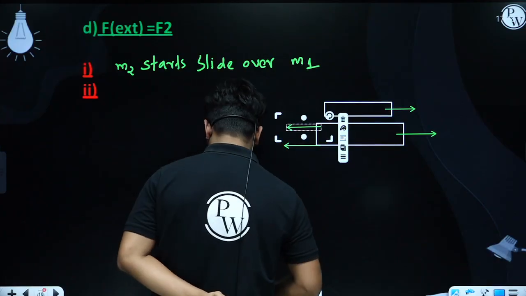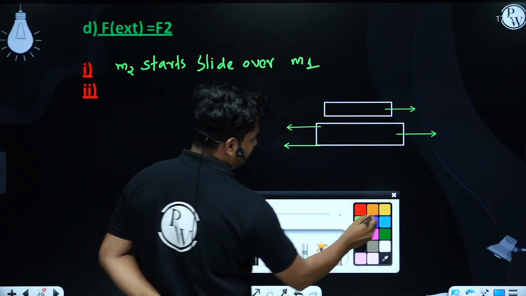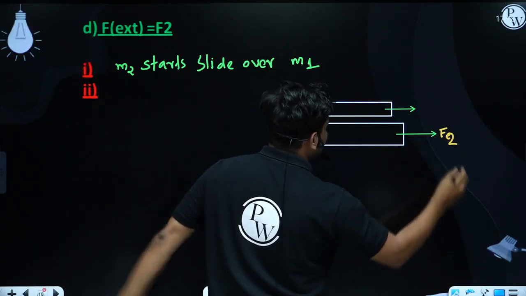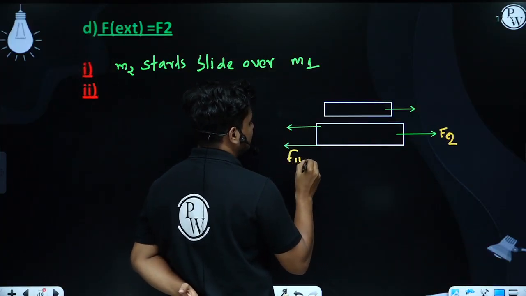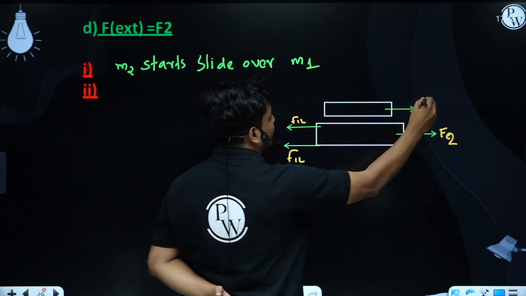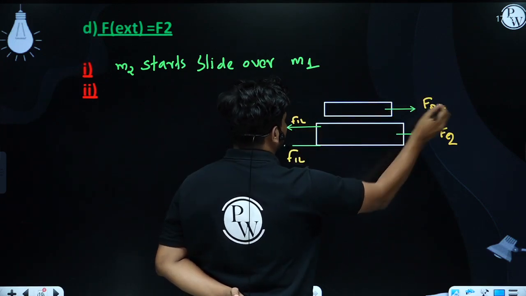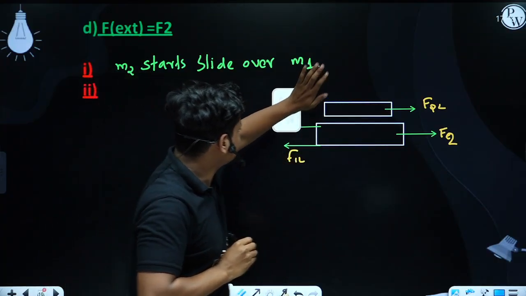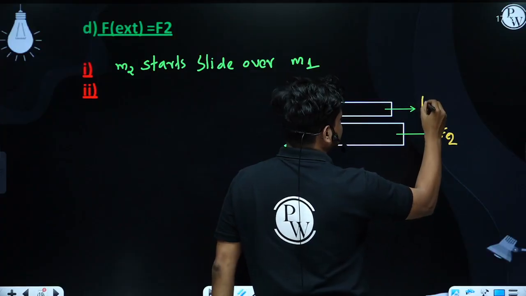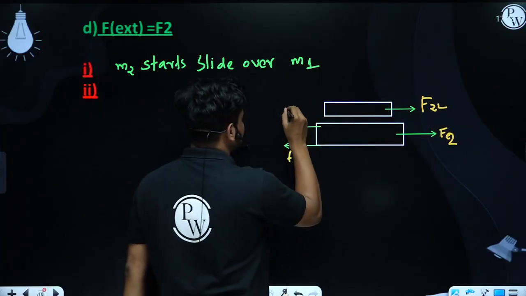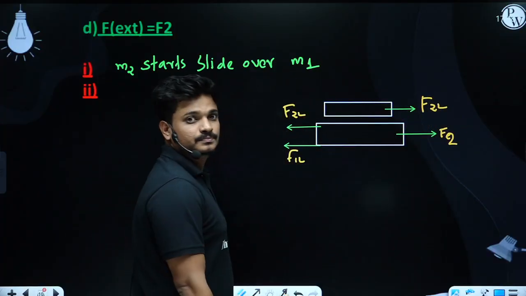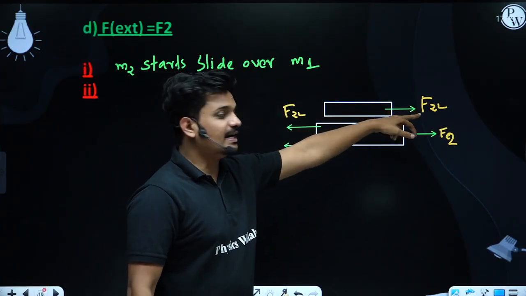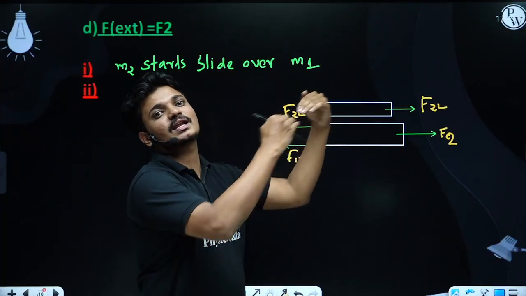What is that limiting value, students? This is the external force, F external. That F external is F2, and this has already reached the limiting value. This is F1L, and this is our F2L. So at this force, the M2 starts to slide over M1.